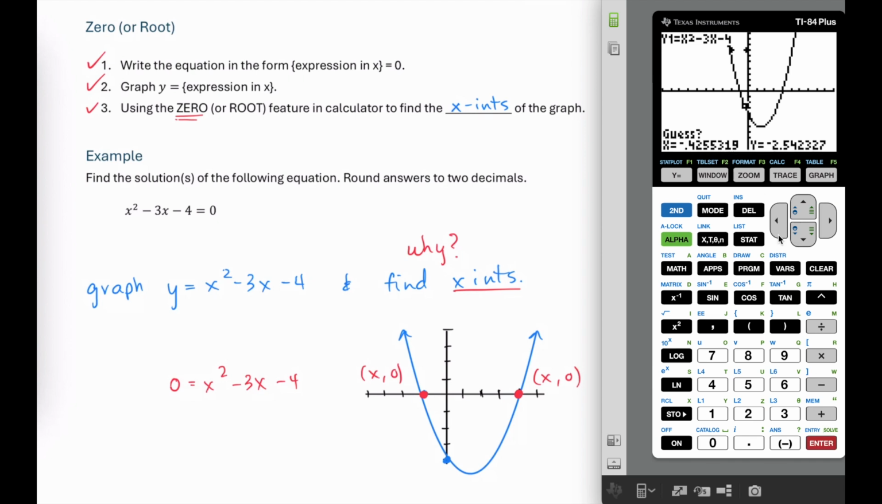And then now it's asking me for a guess, so we'll move our cursor to as close to that x-intercept as we can get, and we'll hit enter again, and it now finally says that the 0 is located at -1, 0. So on our graph, let's update this with -1, 0 as our first x-intercept, and then do this again to find the second one.